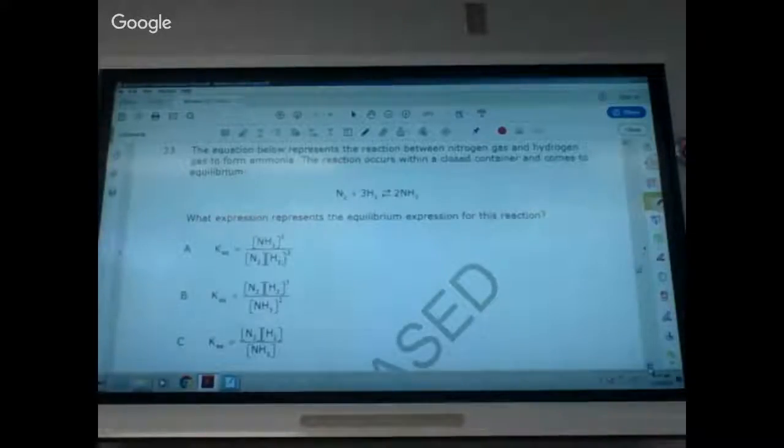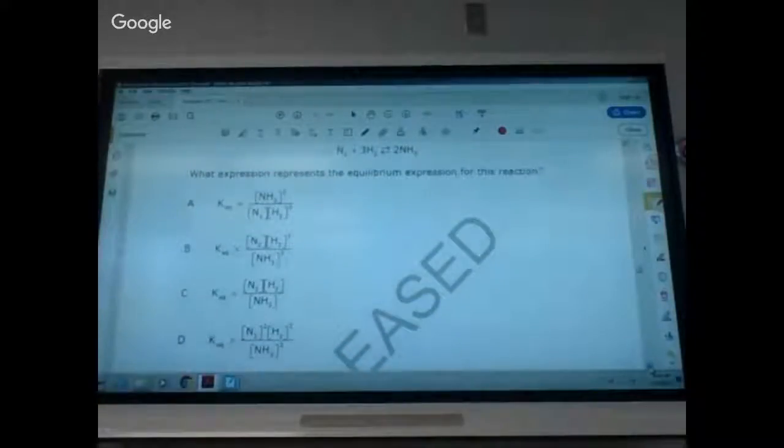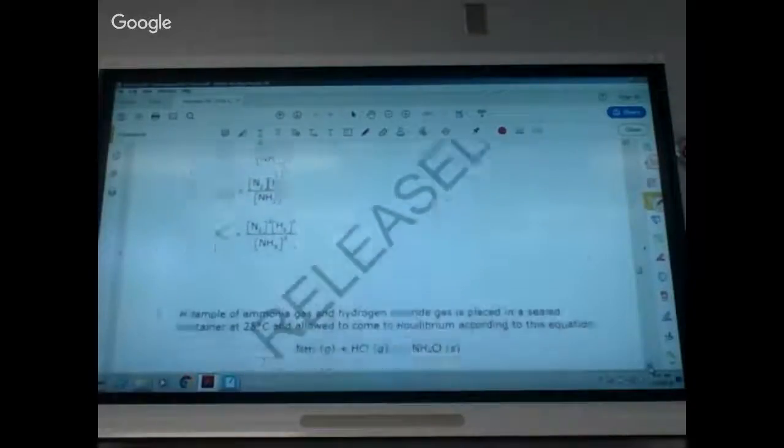All right, so when you look at the equation, can we write K? This should be pretty easy. Who has to go on the top? The product, so it has to be NH3 on top and H2 and N2 on the bottom. So that only leaves us either A or nobody. So it has to be A because the reactants are on the top of everybody else. So that should be A.